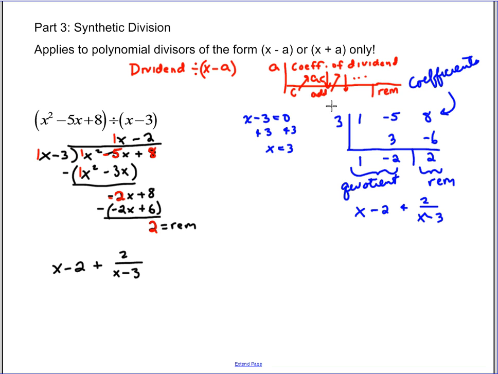And what happens is that along this bottom row, among all of our terms, our coefficients are going to be the coefficients of the quotient. So when you're setting up your synthetic division, this is what it looks like. A few more examples in the next video.